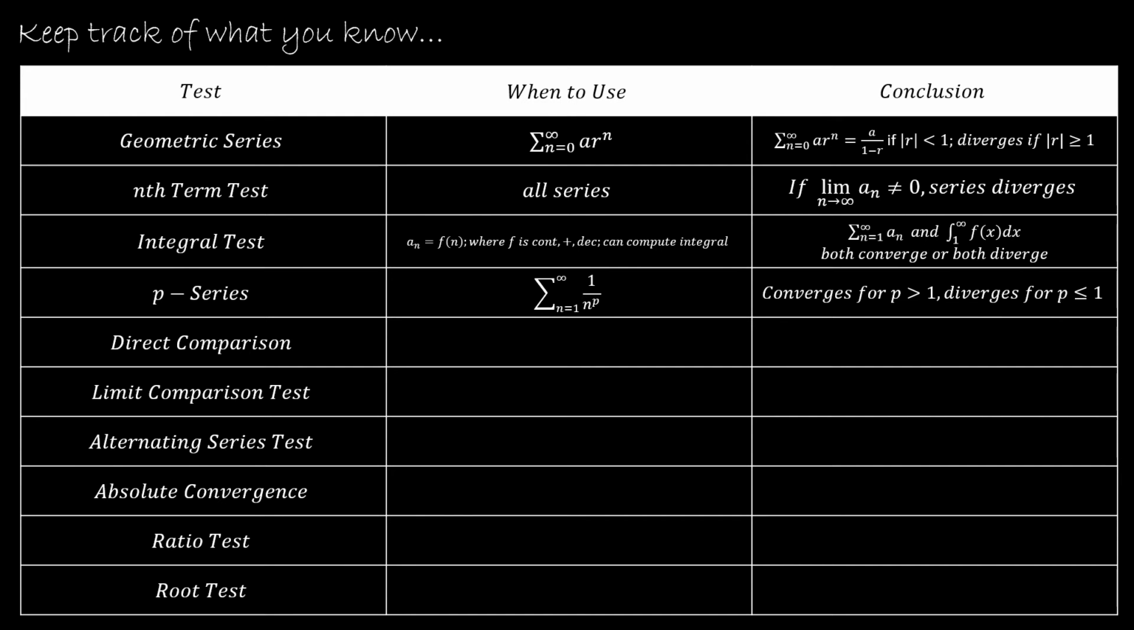Again, as we continue through chapter 9, it's very important that you keep track of what you know. Here are my notes for keeping track of which test we've learned, when to use them, and the conclusion for each. You should be writing your own notes. Obviously, I have not left myself a lot of room, but you could have a whole page where you just write examples and anything else that you need, because this does get a little overwhelming trying to remember all of the tests that we know.